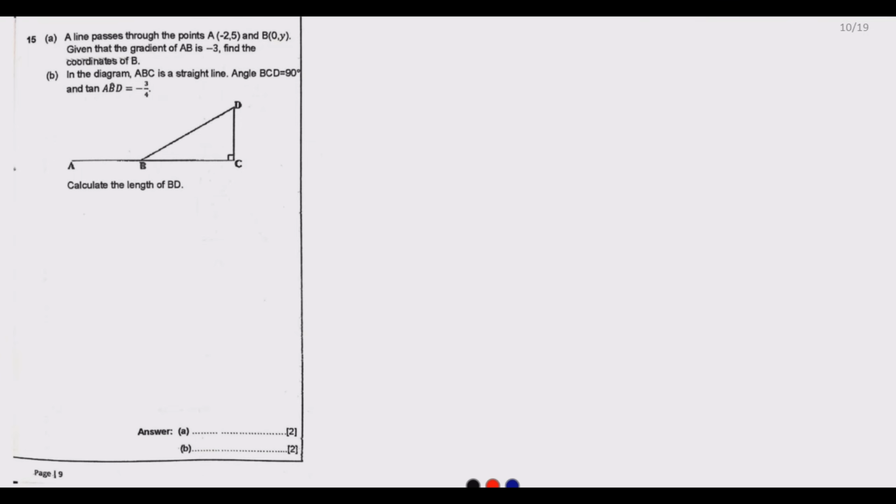So what we need to do is understand what the gradient is. The gradient is basically the slope of the line, the change in y over the change in x. So how do we find the change? If you start from point A and go to point B, there is a movement, vertically and horizontally. It's that change we are interested in, and that change is what we call the gradient.